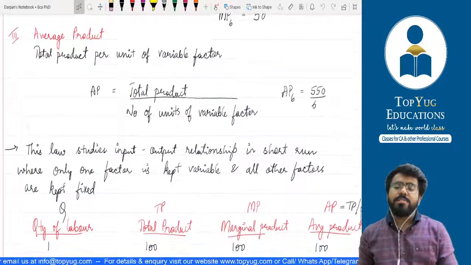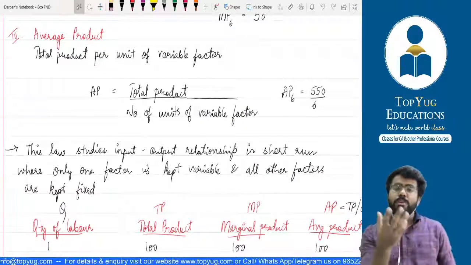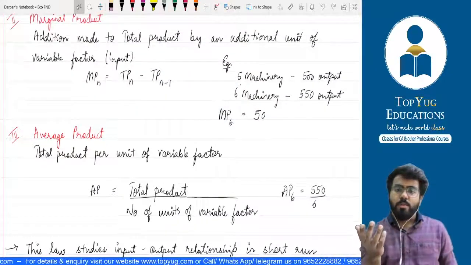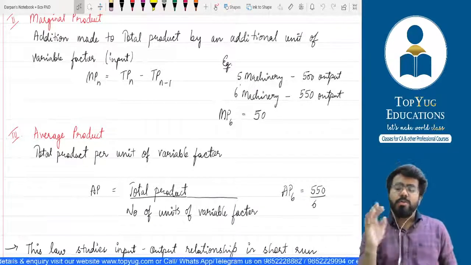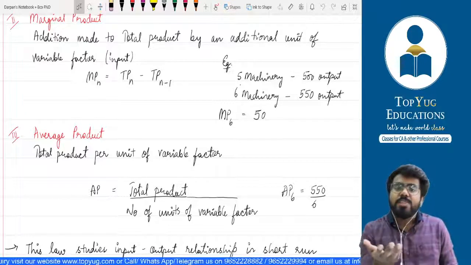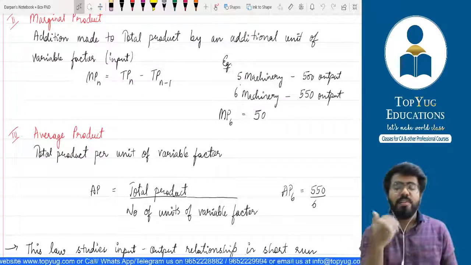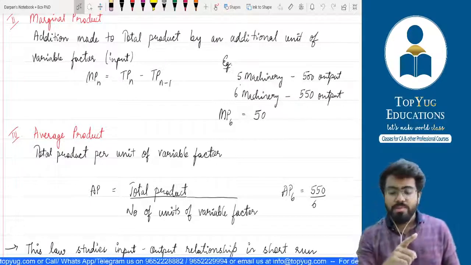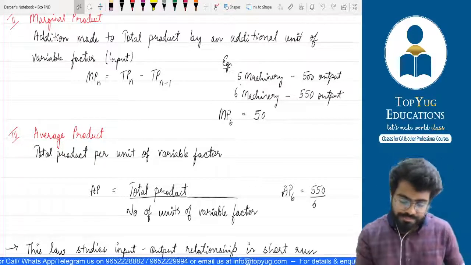Then average product. What is average? This is simple. Total product divided by the number of units of the variable factor. So in our example above, 550 units of output, for that how many machineries did we use? We used 6 machineries. So 550 divided by 6 is nothing but the average product of 6 machineries, right? If I want the average product of 5 machineries, what will I do? I'll do 500 divided by 5, right? So this is the average product of 6 machineries.